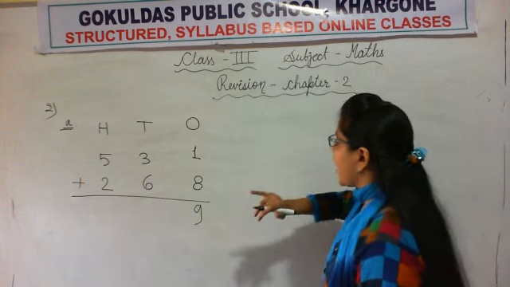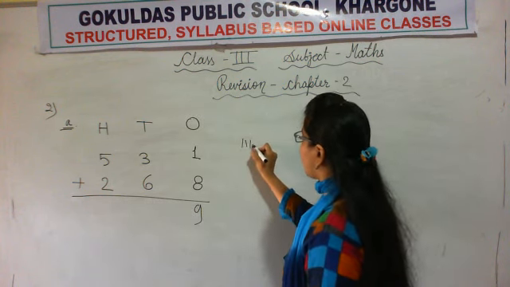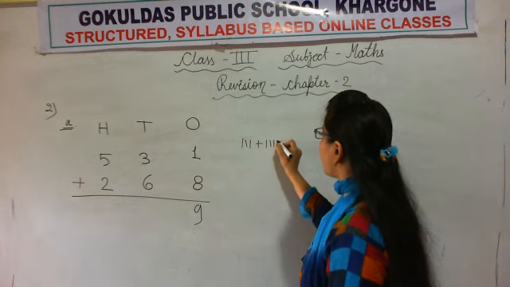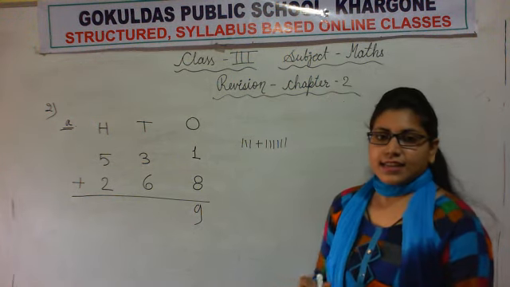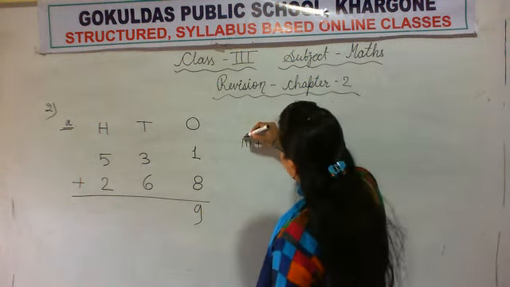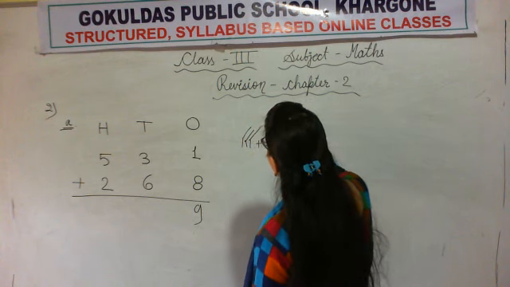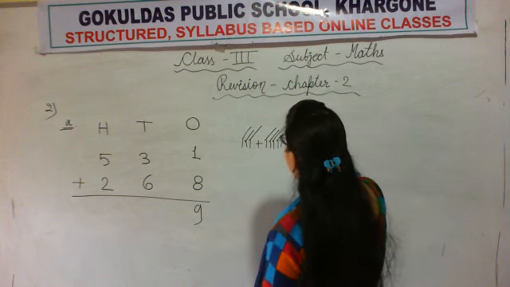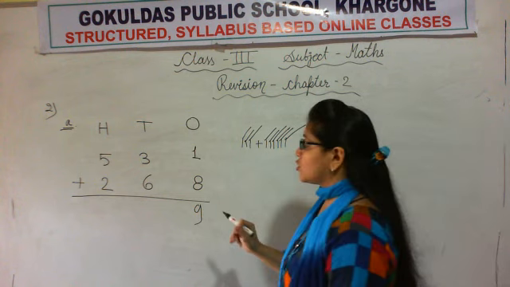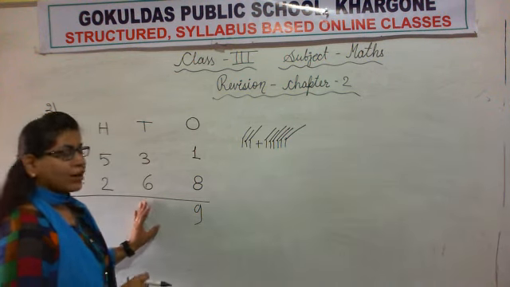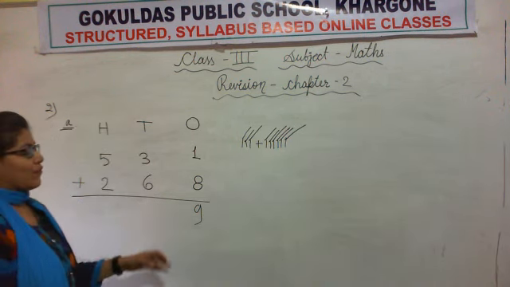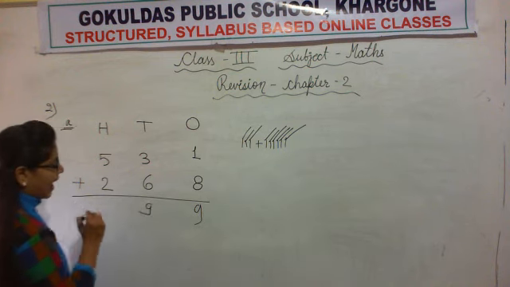Now 3 and 6. So we will draw 3 sticks and we will draw 6 sticks. Now let's count how many sticks in all. 1, 2, 3, 4, 5, 6, 7, 8 and 9. 9 sticks. So will we draw 9 sticks here? No, we will write number 9.